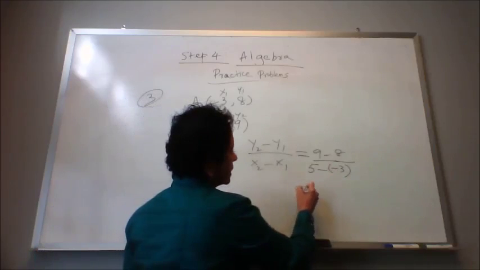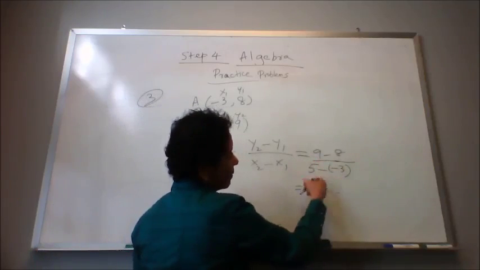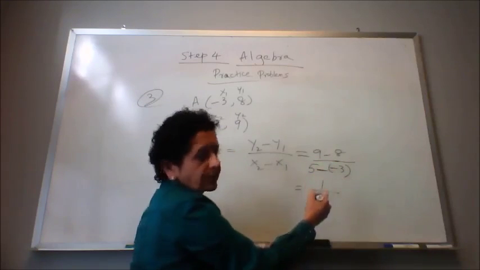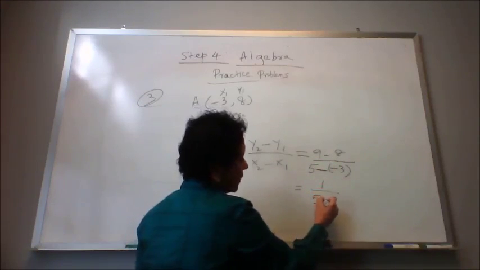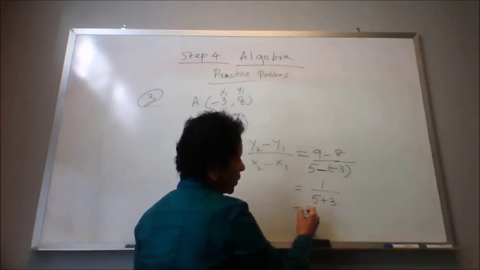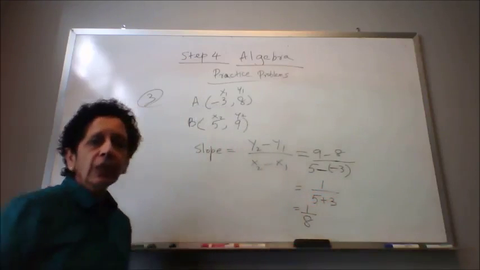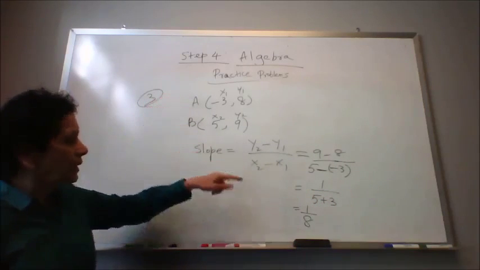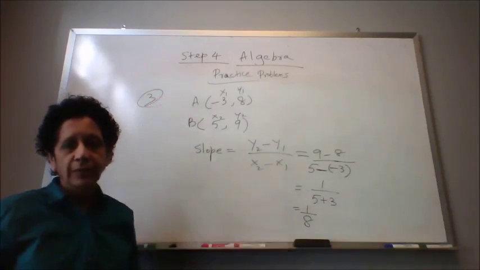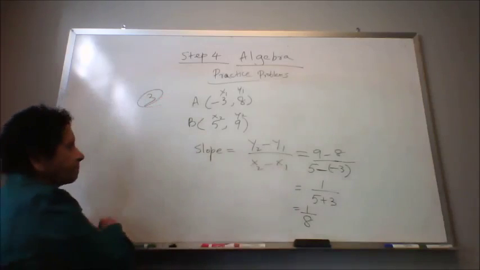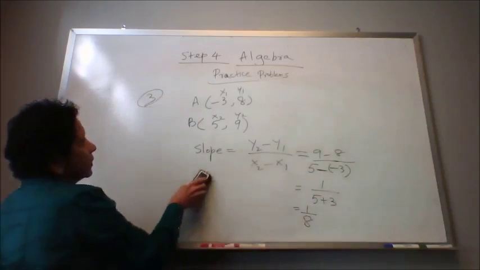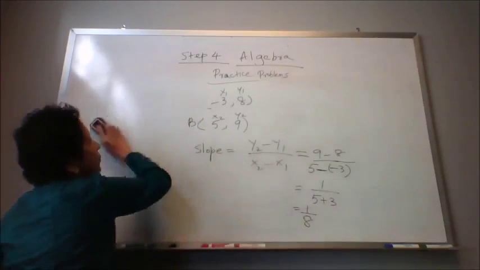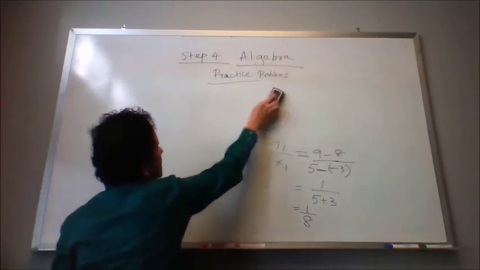Now on the top, 9 minus 8 is 1. On the bottom, it's 5 minus minus 3. I've got 2 minuses, right? That means it is 5 plus 3, so it's 1 over 8. So the slope of the line joining the points A and B is actually 1/8. Okay? So you need to be very careful when you are dealing with negative numbers. Make sure that you put the sign. Don't forget the sign. Okay?